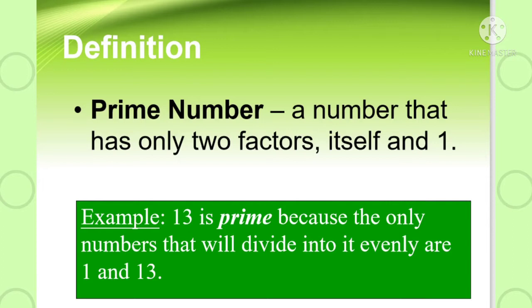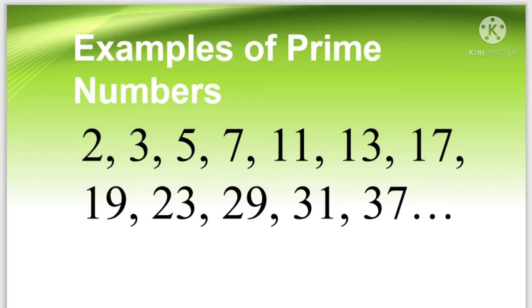A prime number is a number that has only two factors, itself and 1. Example, 13 is prime because the only numbers that will divide into it evenly are 1 and 13. Examples of prime numbers are 2, 3, 5, 7, 11, 13, 17, 19, 23, 29, 31, 37, and more.